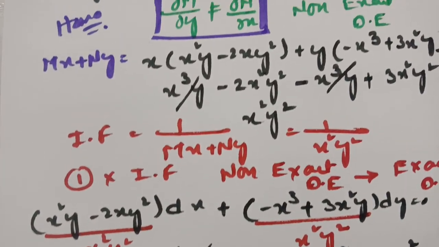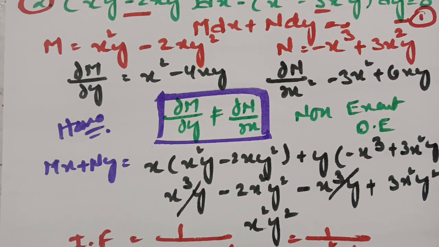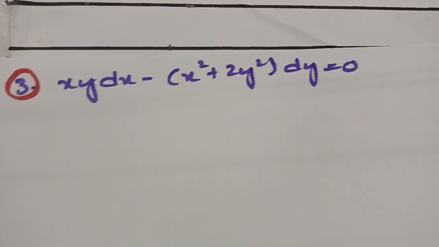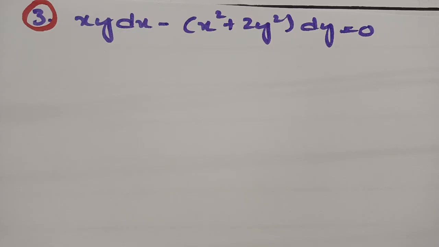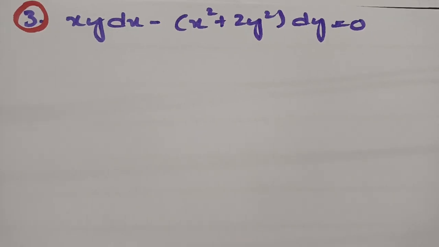As it is very simple, you have to follow each and every step here. Whenever it is a non-exact and homogeneous differential equation, we are going to choose the integrating factor as 1 by mx plus ny. And the next, third question here is xy dx minus x square plus 2y square dy is equal to 0.